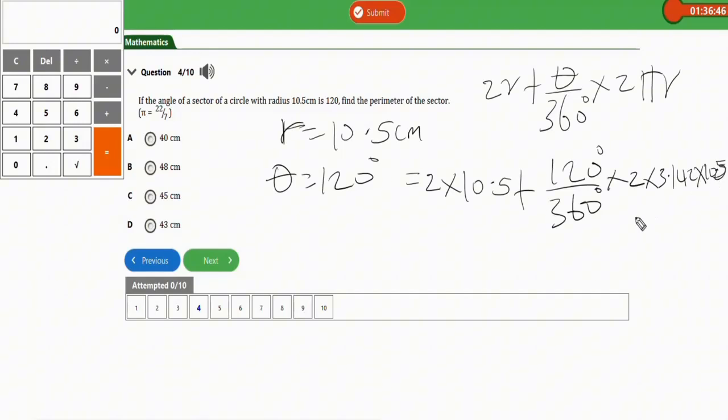Alright, so this is 10.5. When you simplify this on the calculator, let's simplify the length of arc. So this is going to give us 120 times 2 times 3.142 times 10.5. So what's the output? Divide by 360.